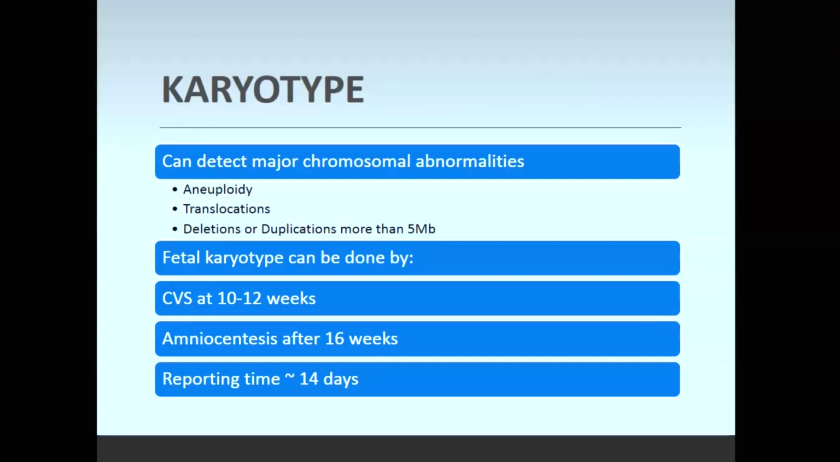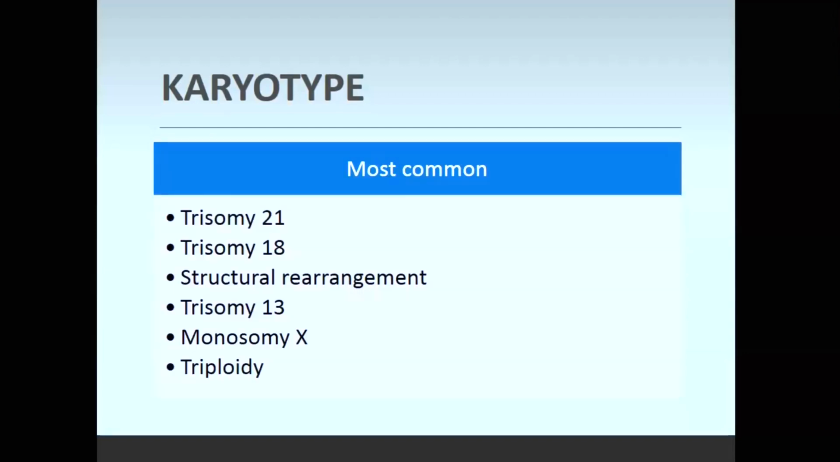So the first investigation is karyotype. It can detect major chromosomal abnormalities such as aneuploidy, translocations, deletions, or duplications that are more than 5 to 10 MB. Fetal karyotyping can be done by chorionic villi taken at 10 to 12 weeks or amniotic fluid taken after 16 weeks. And reporting time is around 14 days.